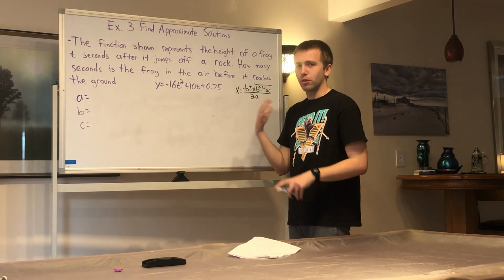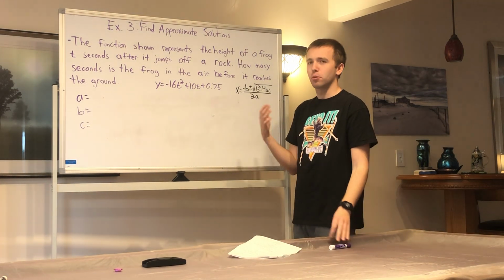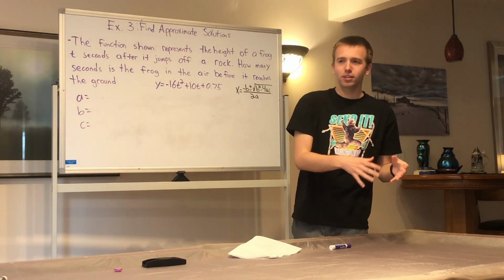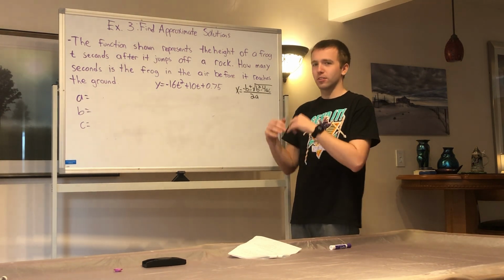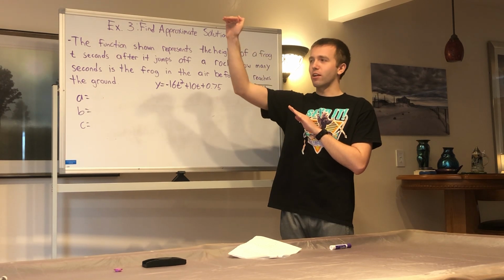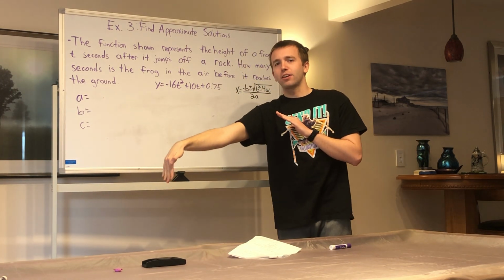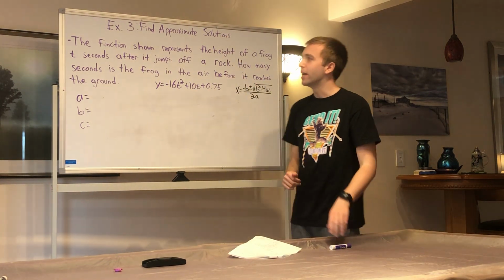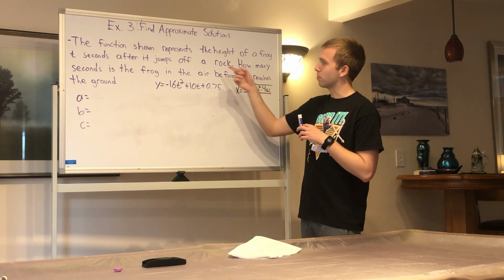So when we are dealing with quadratics and word problems, a lot of these we're going to talk about projectile motion. What projectile motion is basically you have some sort of object. It's starting either on the ground or in the air, and then it's going through the air, it's going up in the air, and then gravity works on it, forces it back down, and makes that parabola arc, that parabola motion. In this example, we're talking about a frog jumping off a rock.